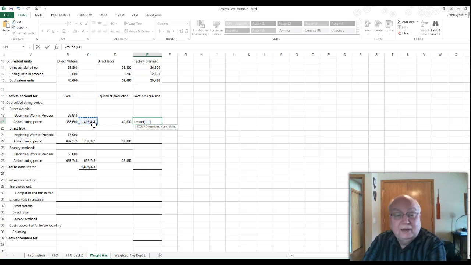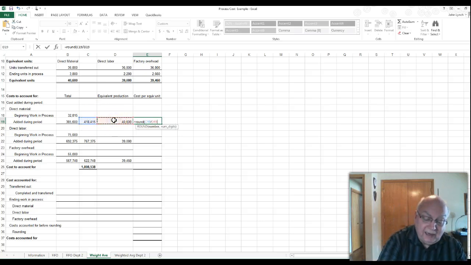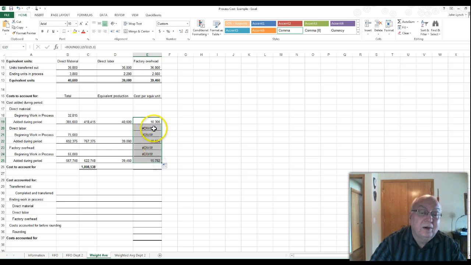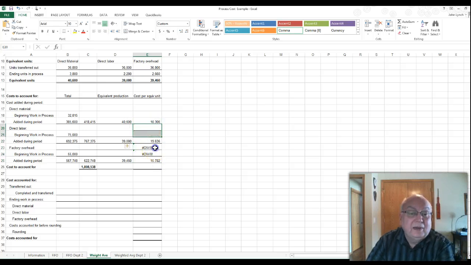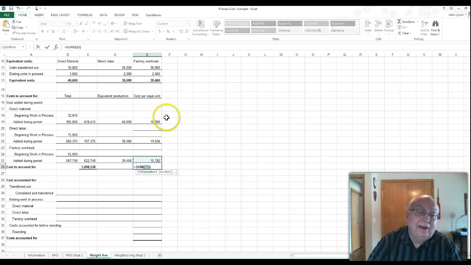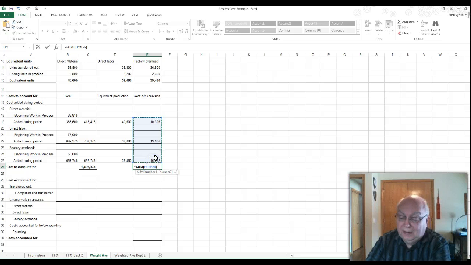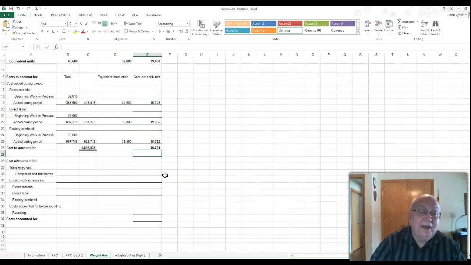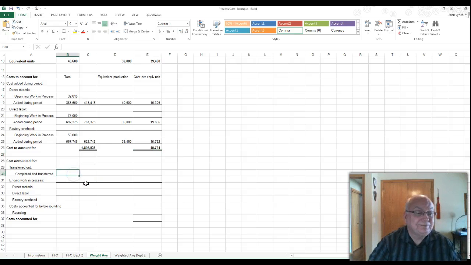Take 418 divided by that. And on these, I always carry the 3 decimal places, but there again, do what the book says they want you to do. Some places will be 3, some places maybe 4. Okay. And if you copy down, you got to get rid of the excess stuff. Okay. And then we just simply, all right. So we have 45,724. I like it when I get the same answer twice.